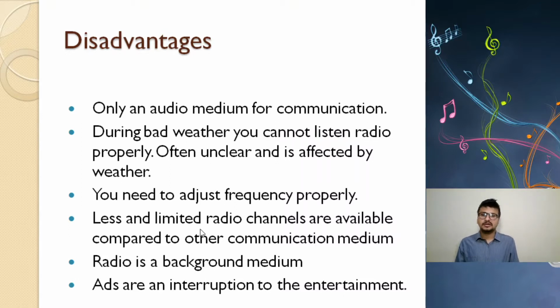Now, the third disadvantage is that you need to adjust the frequency properly. Many times you are manually adjusting the frequency. For example, let's say 98.6. Your audio gets caught exactly at 98.6. If you set 98.5 or 98.9, then there will be some noise or error in the radio transmission. So you need to adjust the frequency properly. If it is 98.7, then it should be exactly 98.7.